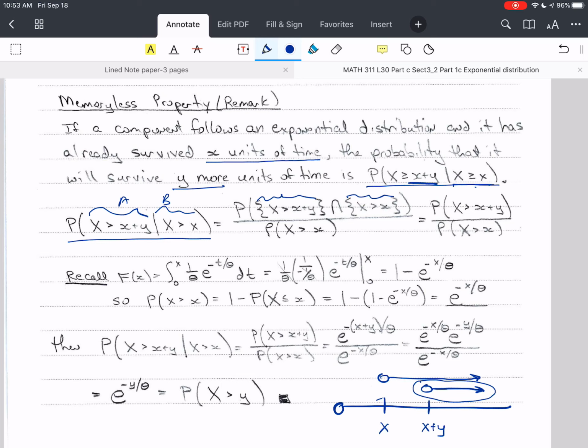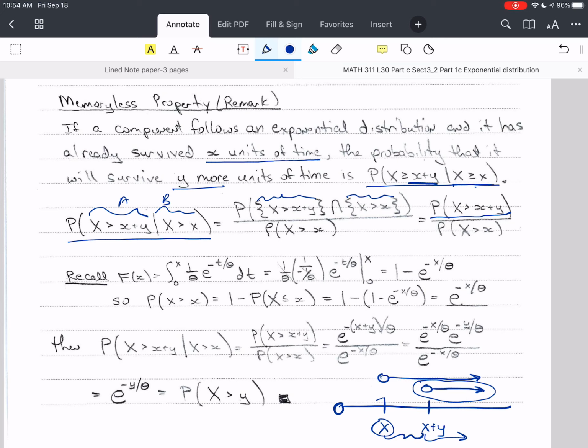This is the intersection. In between these two, it is only true for X greater than little x. It's not true for X greater than x plus y. But from here forward, it's true for both, that X is greater than little x and X is also greater than x plus y. So if you need to draw a timeline like that, do so, because it's really important that you get this correct. All right, so this intersection is now reduced to the probability that X is greater than x plus y, divided by the probability that X is greater than x.